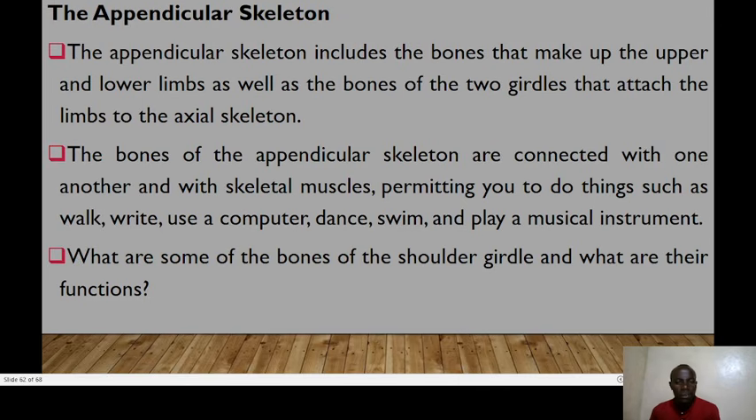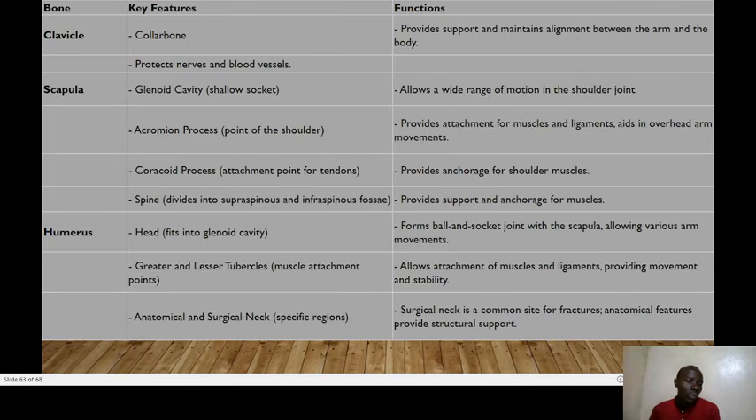So what are some of the bones of the shoulder girdle and what are some of their functions? We have the clavicle, also referred to as the collarbone. It provides support and maintains alignment between the arm and the body, and also protects the nerves and the blood vessels. We have the scapula with the glenoid cavity. This is a shallow socket, which allows a wide range of motion in the shoulder joint.